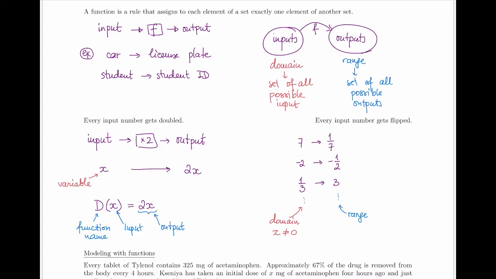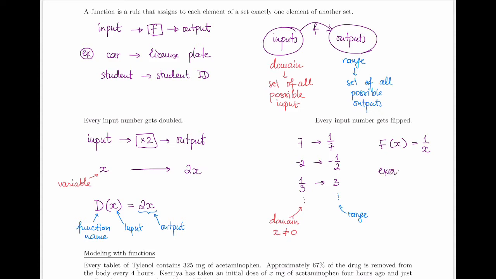If we were to come up with a function notation for this function, again, I'm going to use x as my variable. So the function is the flip function. Let me call it f. I give it an input x, and whatever that input x is, it's going to get flipped. So it's going to be 1/x.